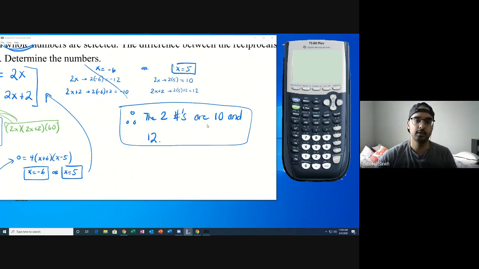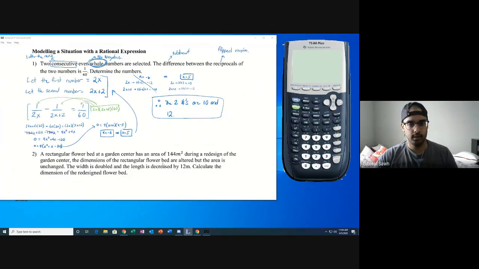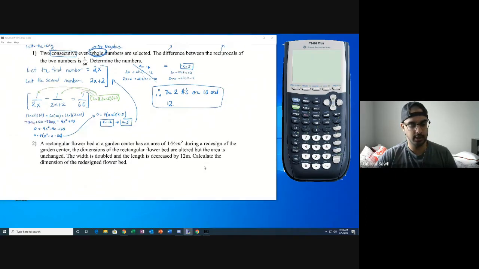Okay, the other ones don't satisfy the condition. These are not whole numbers. Okay, so my two whole numbers are 10 and 12. Okay, one more here, and that takes care of our rational expression application.